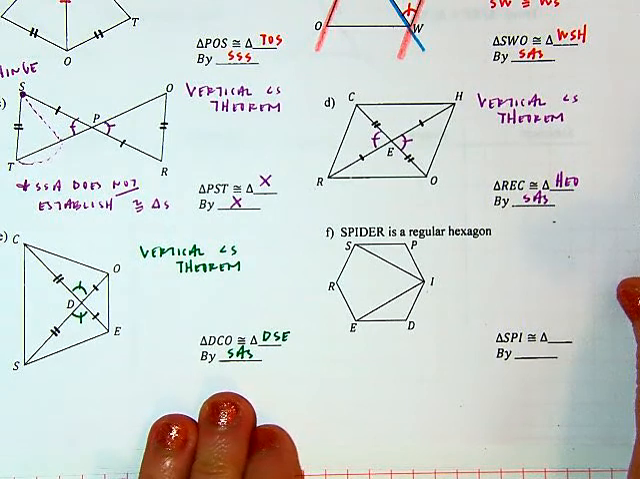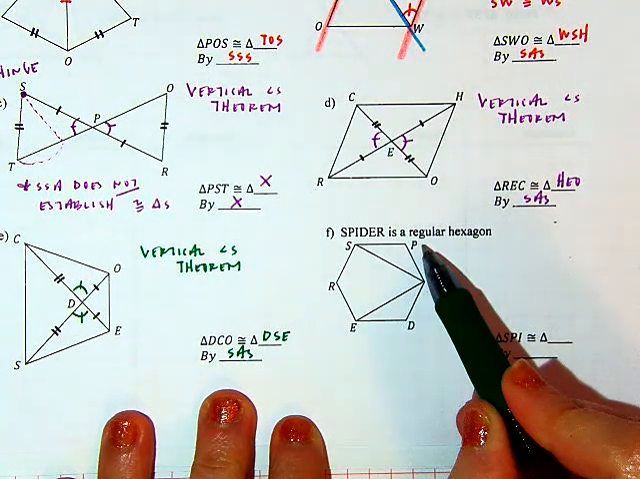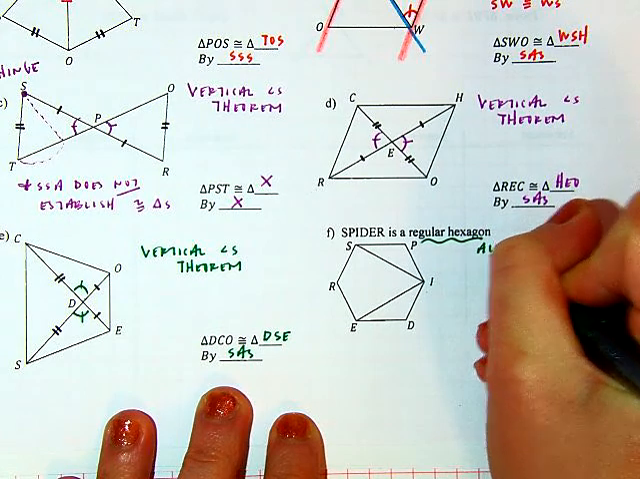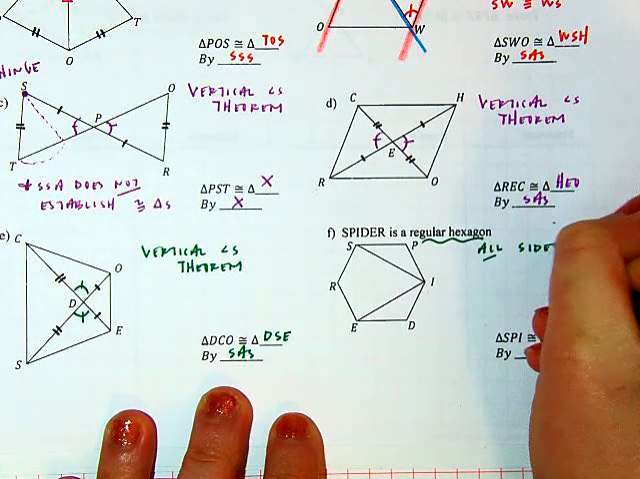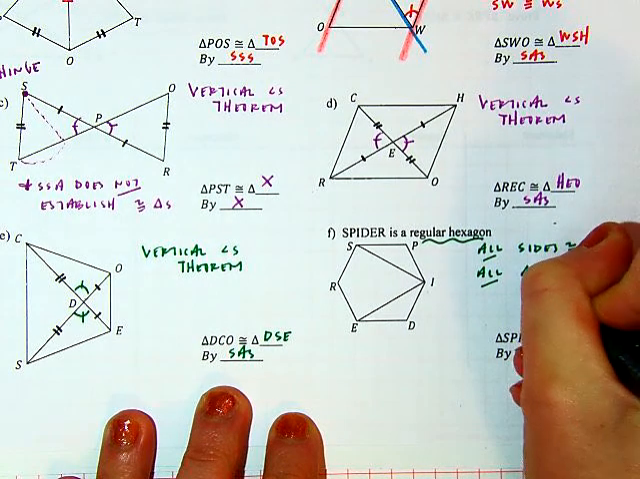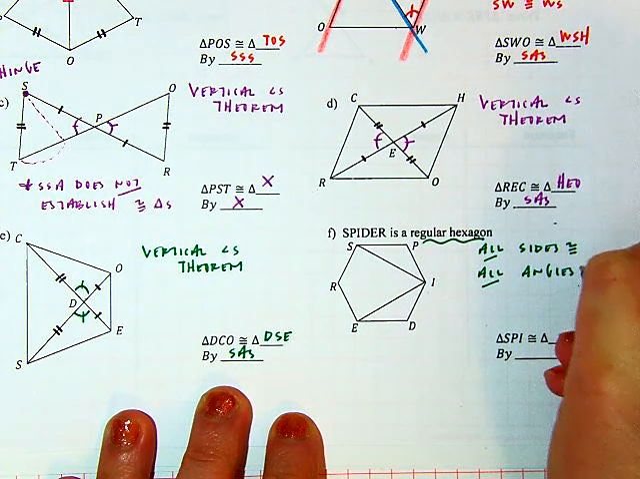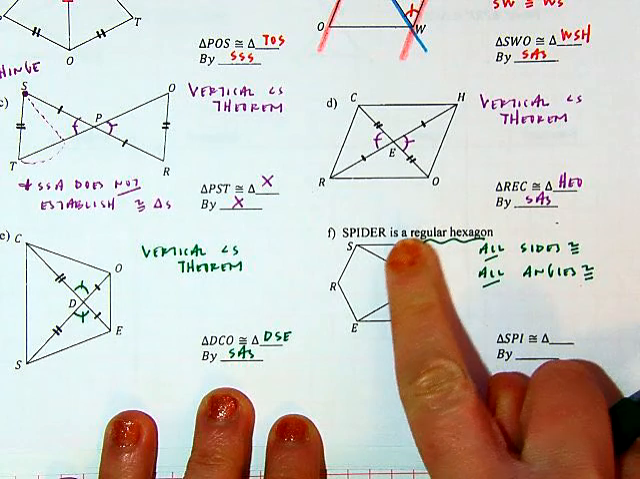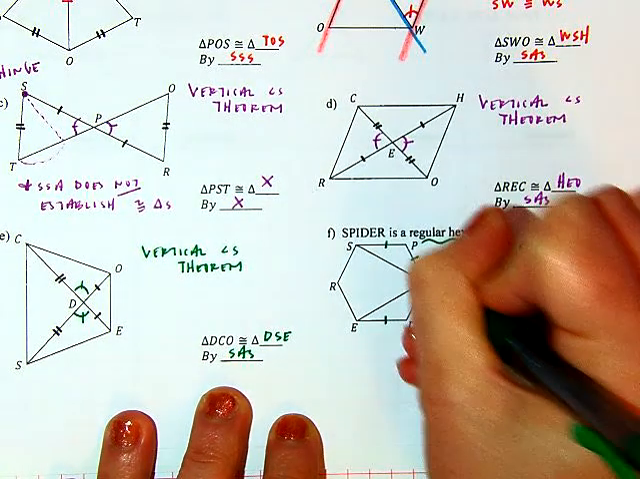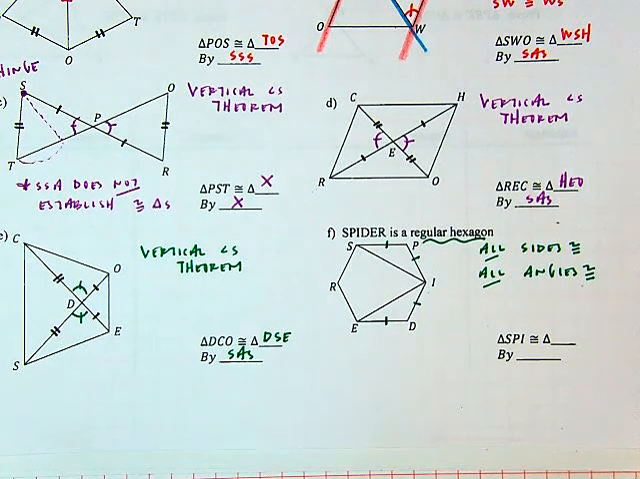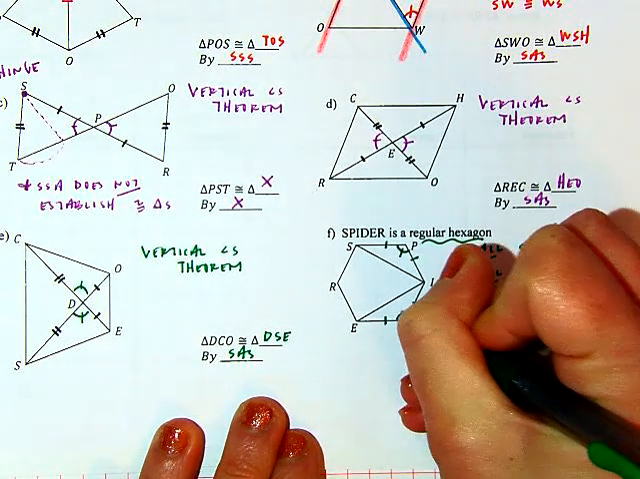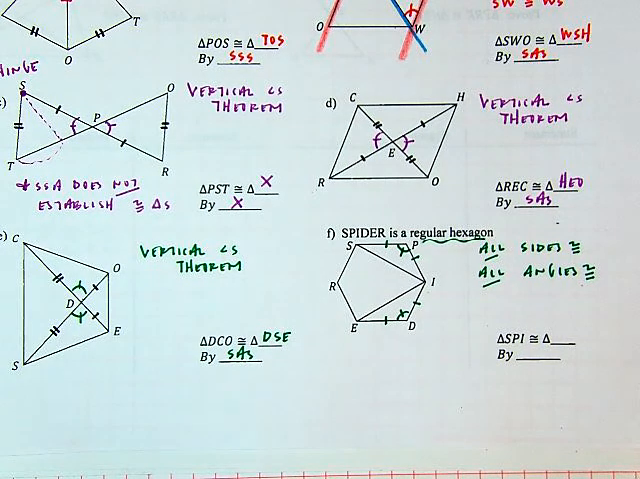Okay, next I'm saying that spider, so spider is a regular hexagon. So that means that all sides are congruent and all angles are congruent as well. So if I'm trying to link up these two triangles, I can give tick marks to all of my sides. I'm just going to mark the ones I need, and my angles as well. So right here, angle P would have to be the same as angle D. So I have two triangles that are congruent.